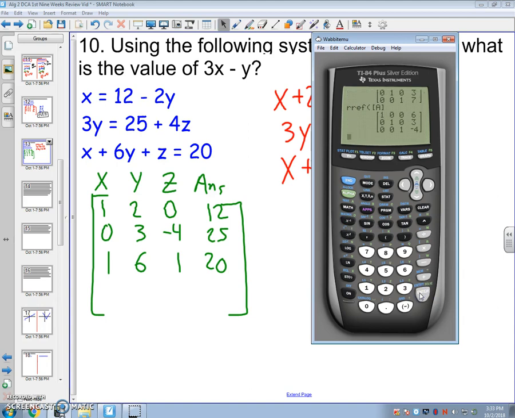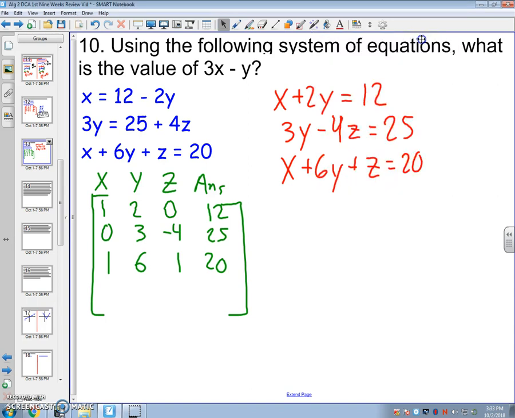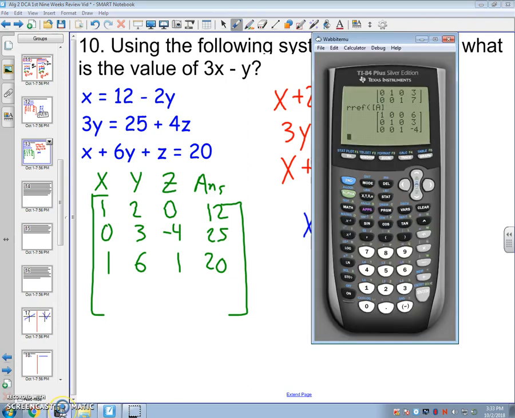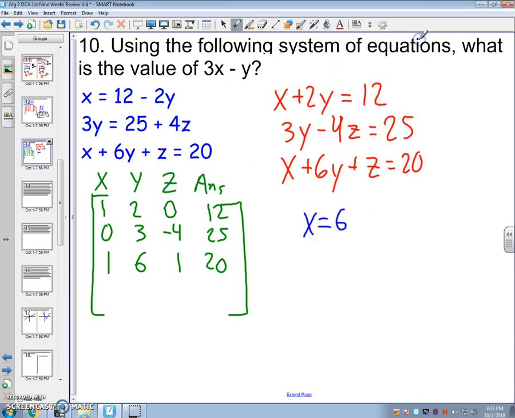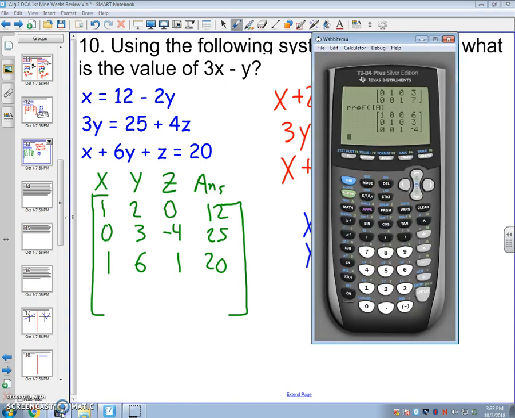So again, make sure you read the equation back. That 1 goes to x, so plain old x equals 6. The second one said a single y equals 3. And the third one, a single z equals negative 4.